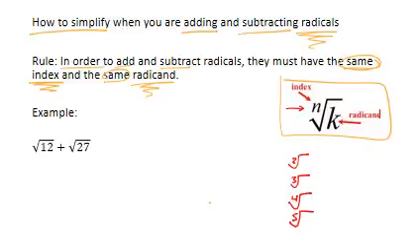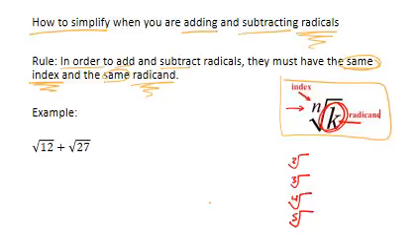What's the radicand? The radicand is the piece underneath the radical. If I look at what I have, a 12 underneath one radical and a 27 underneath the other radical. I do not have the same radicand. I have the same index in my example, but I do not have the same radicand. So I've got some work I need to do. Here's how I'm going to do this. I am going to simplify each radical as much as possible to see if I end up with the same radicand.